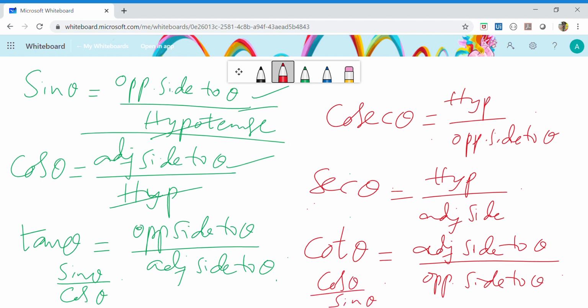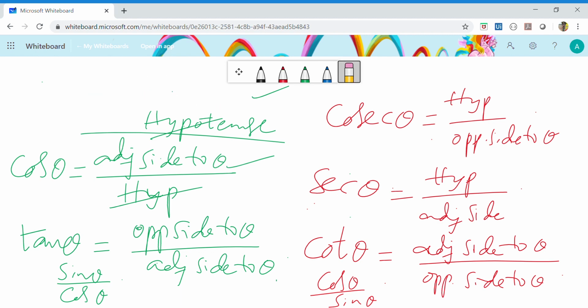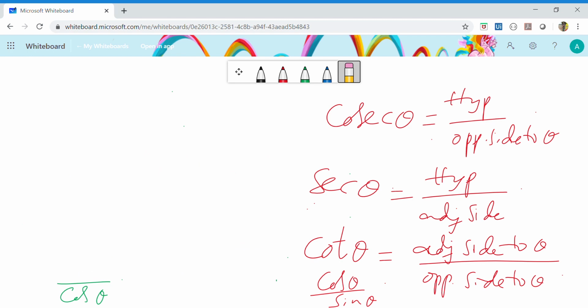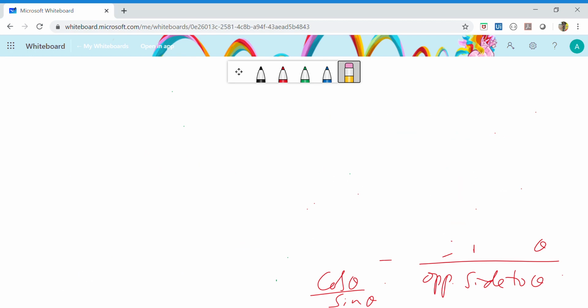Okay, these are the 6 ratios you have to remember. These are the trigonometric ratios. Simply we'll call them T ratios and their definitions. Okay, next.